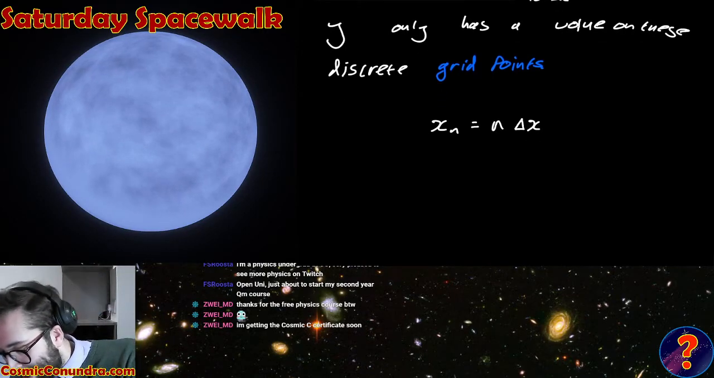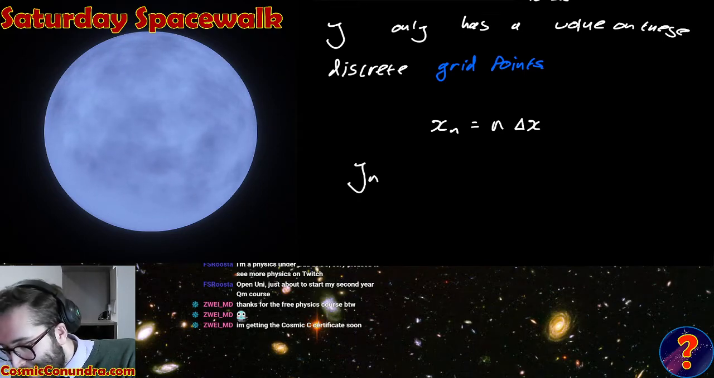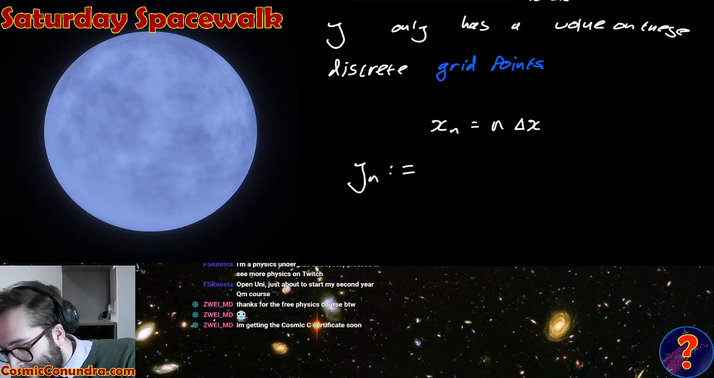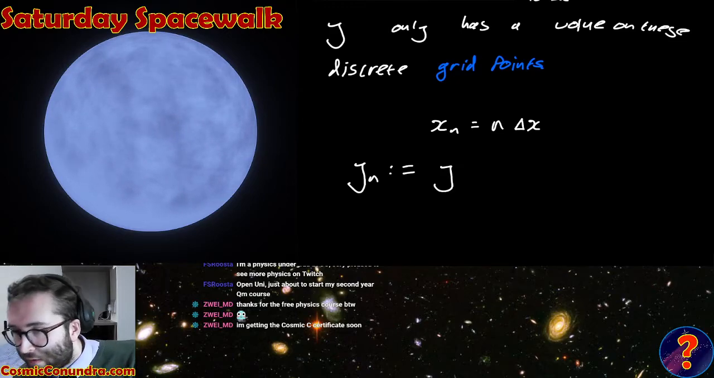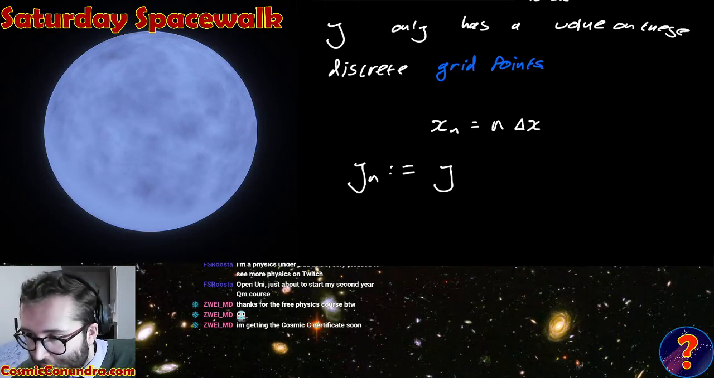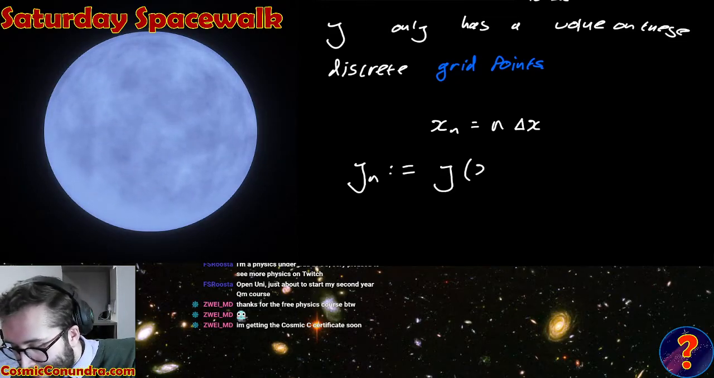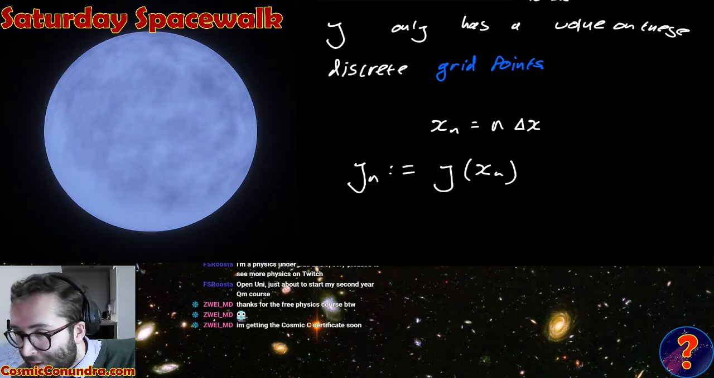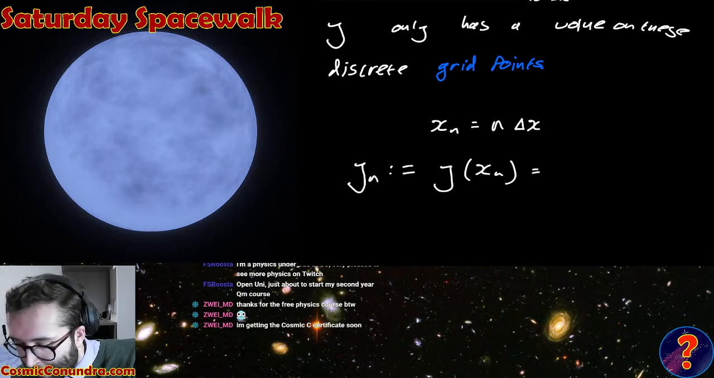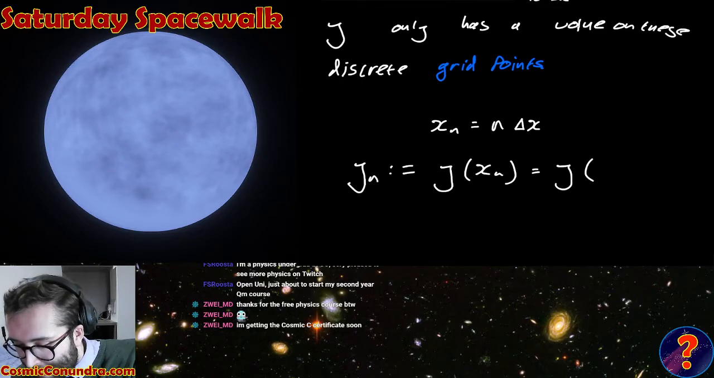And I will define yn to be the value of the function y that we're trying to solve for, evaluated at the nth grid point xn. Or in other words, evaluated at n times delta x.